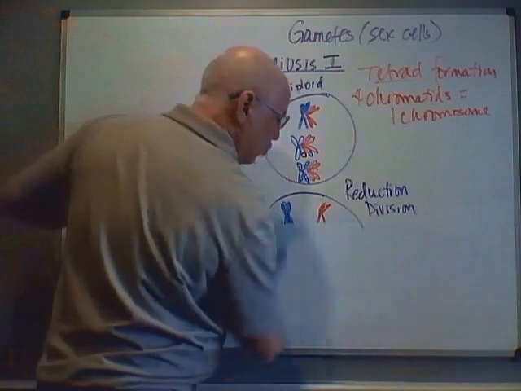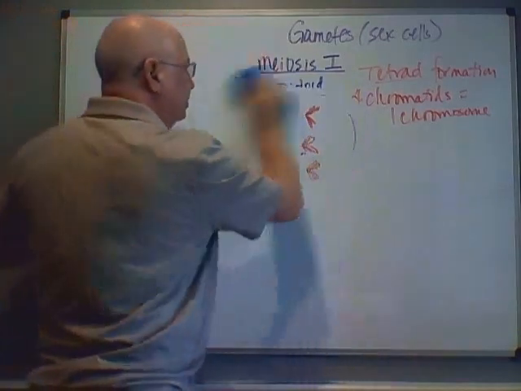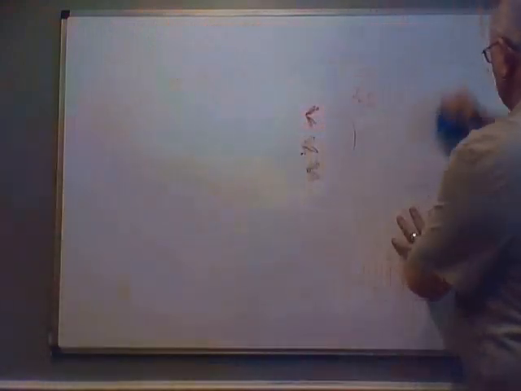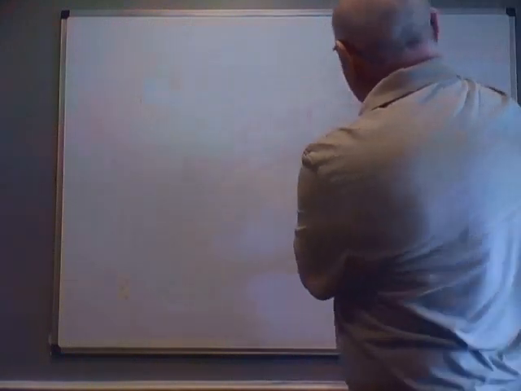Now, when it comes to gametogenesis and spermatogenesis, or when it comes to all of this stuff, by the time we get to the end of the process, we have 23 chromosomes in each cell.